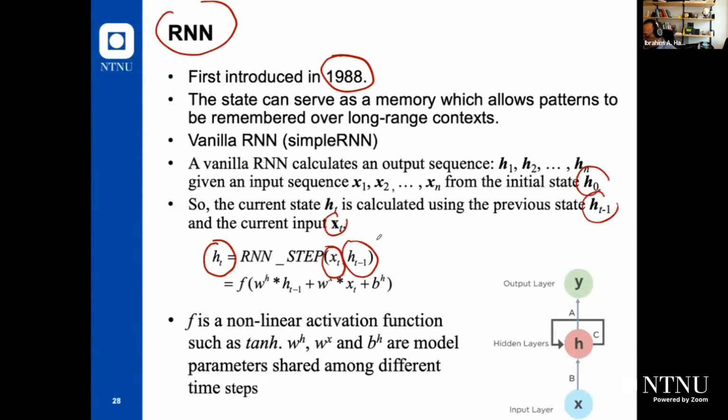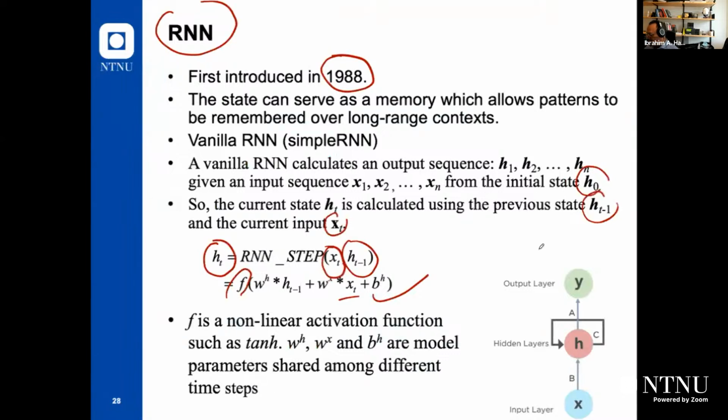And this one can also be converted into a decision line, if we can say so. It will be, for the net value, omega h multiplied by Ht minus 1 plus omega x multiplied by Xt plus b. This one is a bias. This one is the weighted sum of the inputs, Xt. This is the weighted sum of the states. And this is a nonlinear function, such as hyperbolic tangent, for example. Omega h, omega x, and b are the model parameters, which are shared among different time steps.